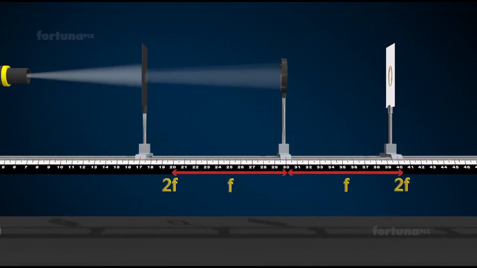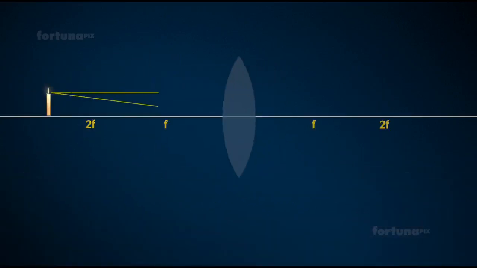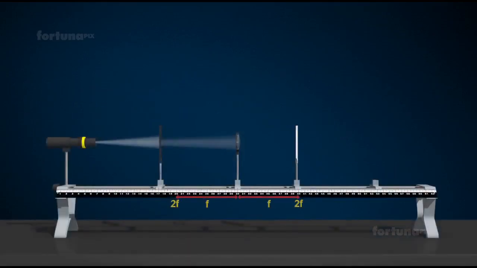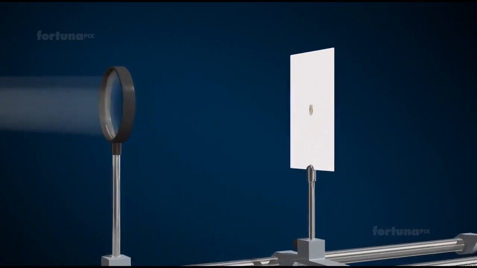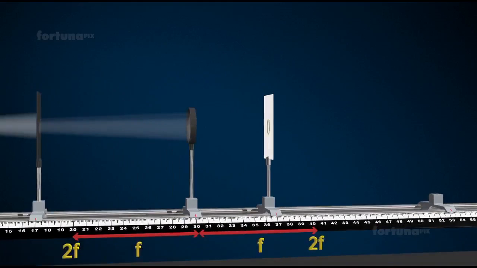If the object is placed anywhere beyond the 2f point, the image will be formed somewhere between 2f and the focal point f on the other side of the lens. In this case, the image will be inverted and much smaller in size. Once again, this image can be caught on a screen, and therefore it is a real image.